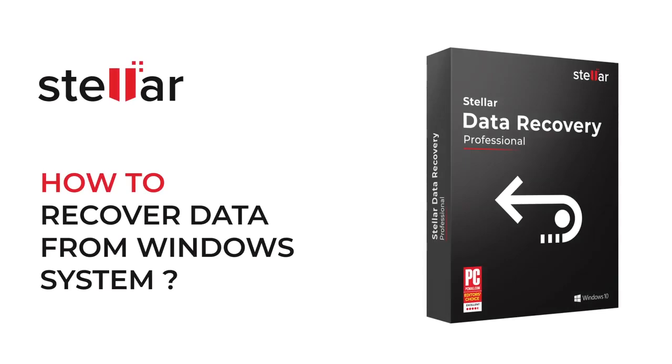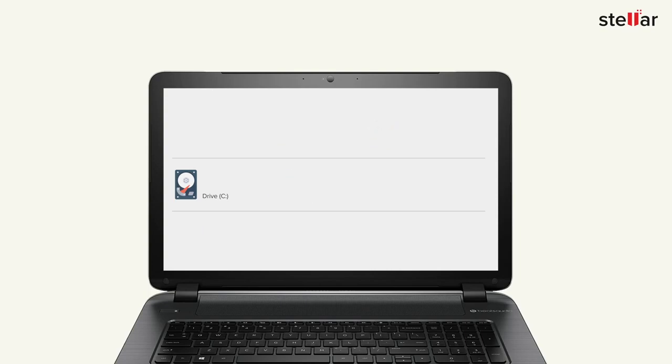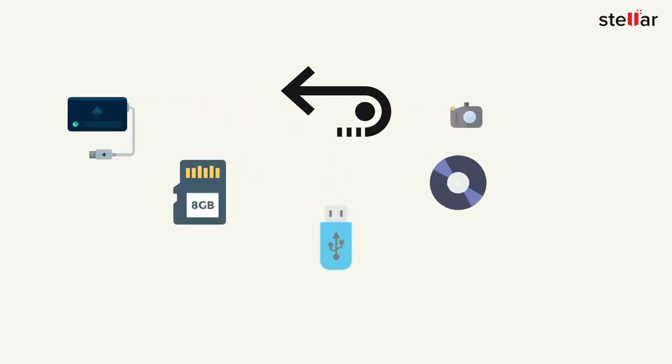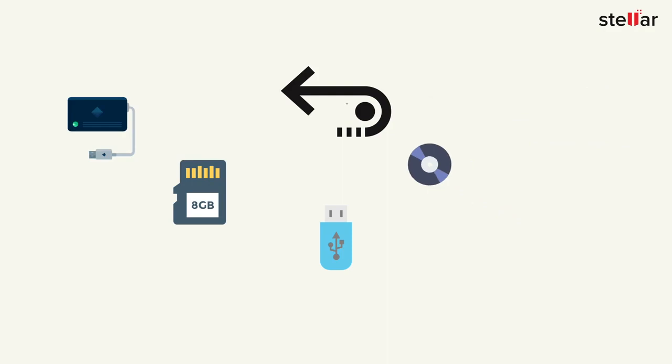Hello everyone! Today I will show you the best way to recover permanently deleted data from your Windows computer. You might have accidentally deleted your photos, videos, audio, partitions, documents, and emails from the Windows. With Stellar Data Recovery software, you can easily restore your deleted data from any storage device, like hard drives, SD cards, USB drives, CD, DVD, or any external storage devices.